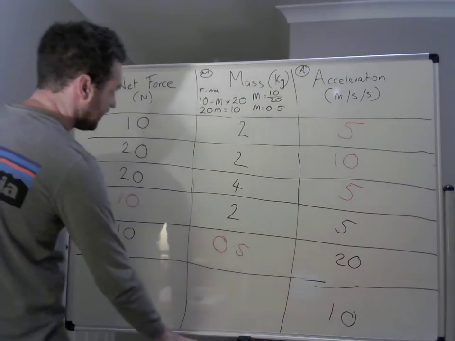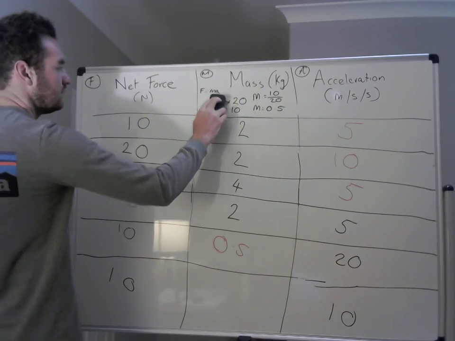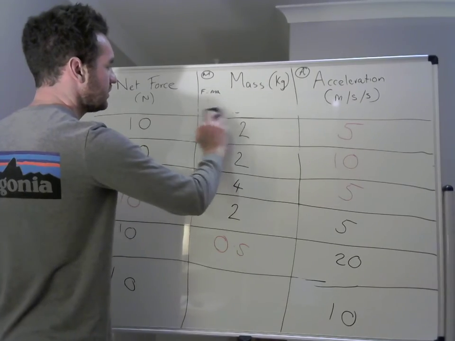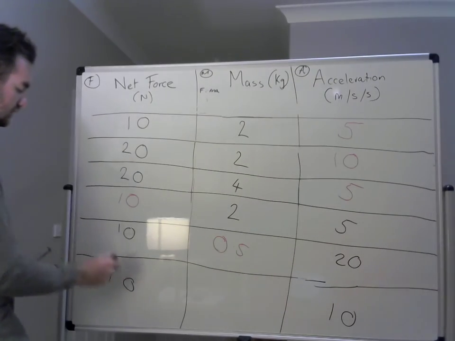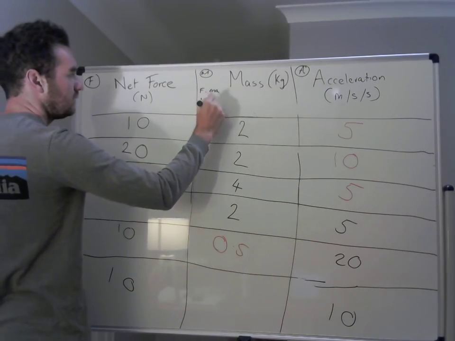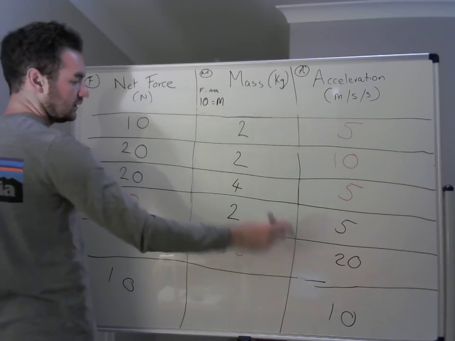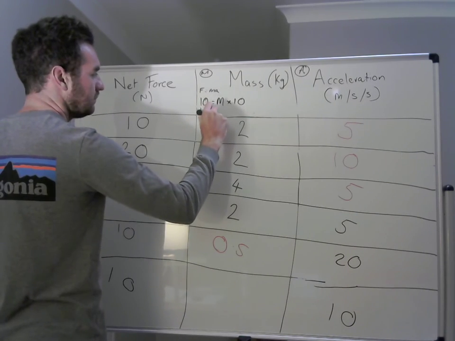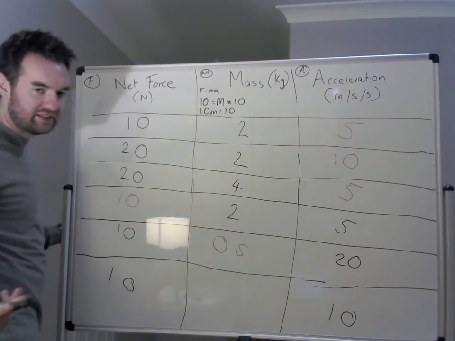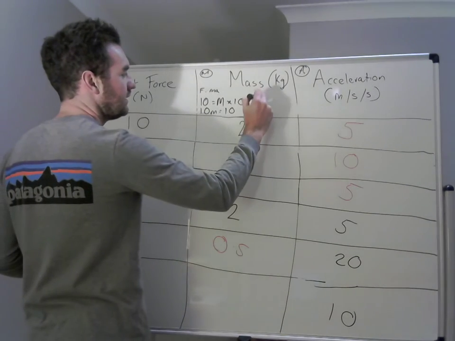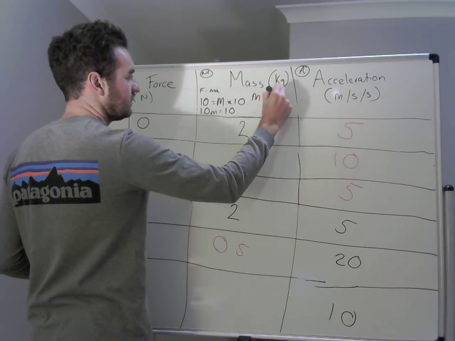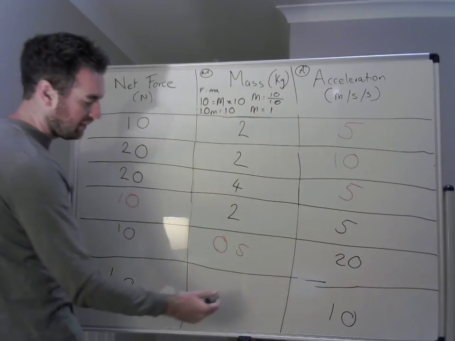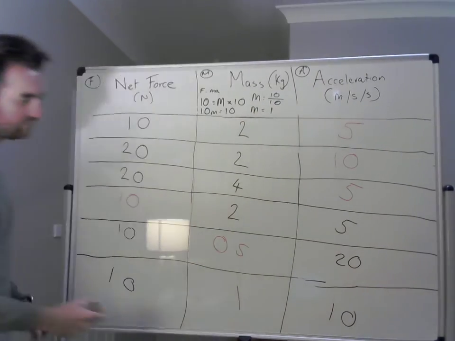Okay, and the last one, let's just do the last one together. Again, we don't know what the mass is, so we'll put it into this little equation. F equals ma, F equals 10, m we don't know, a is 10, so 10m equals 10. We divide both sides by 10, so m equals 10 divided by 10. Anything over itself is always equal to 1. So the mass here is 1.